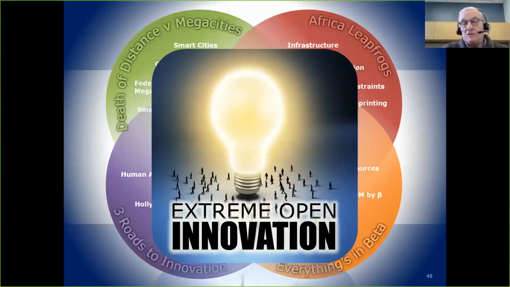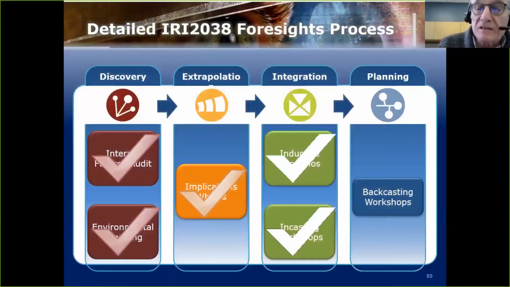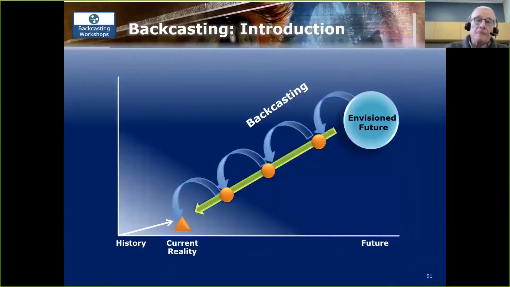And finally, what we call extreme open innovation, where we will be forming agreements and partnerships that are much more complicated than the ones today. Most big companies are not very good at open innovation. They're not really skilled at working with small companies, so there's a lot to be done there. So that's what we got from the scenarios and the incasting. I've got a couple slides on the backcasting, and then we'll wrap up.